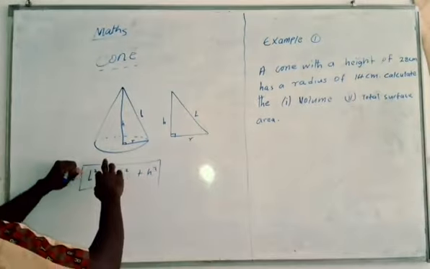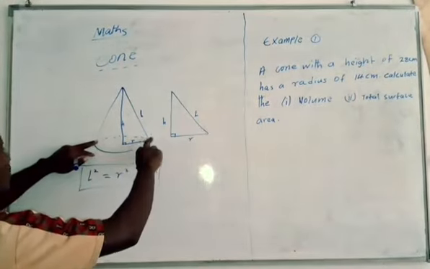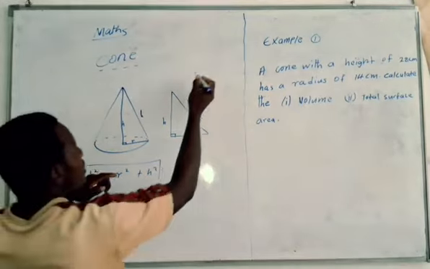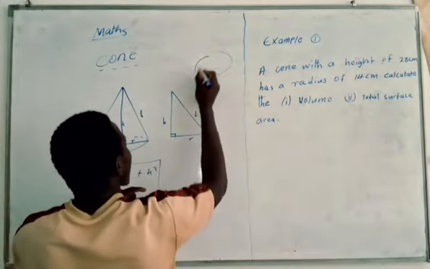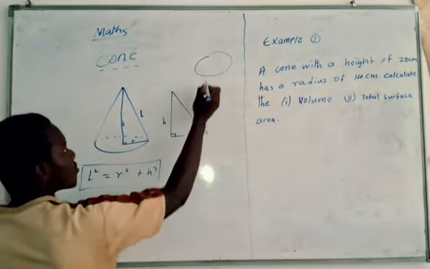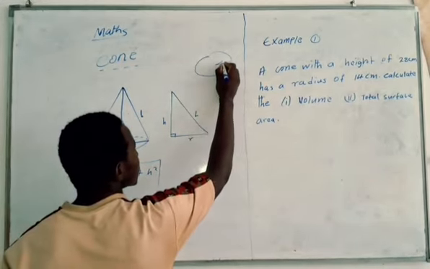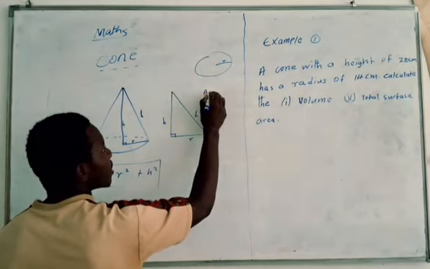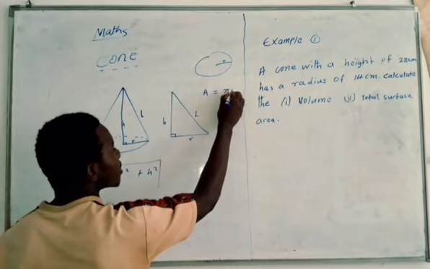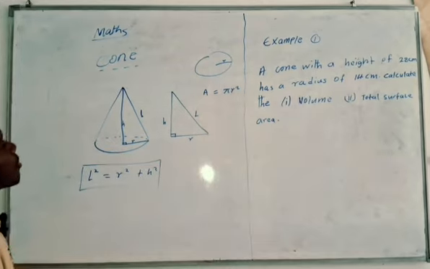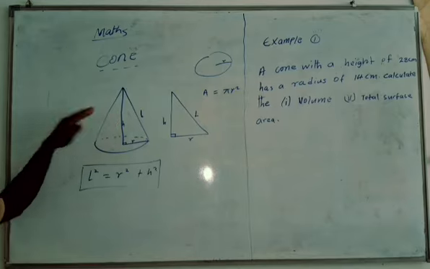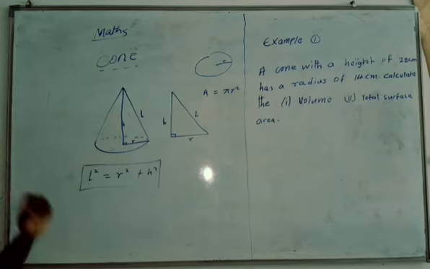Now let's look at the cone again. Underneath, it is like a circle. So it's like a circle down there. In this circle, we know finding the area of a circle is simple. The area is equal to pi r squared. But what about the top? How can we find the area of the top? That's the curved area of this cone.